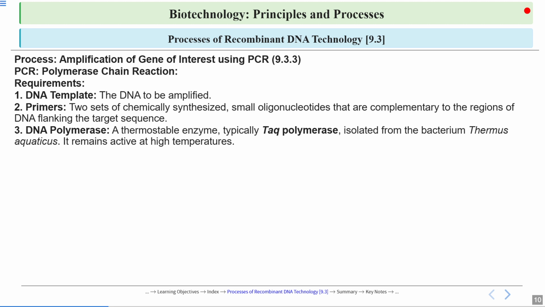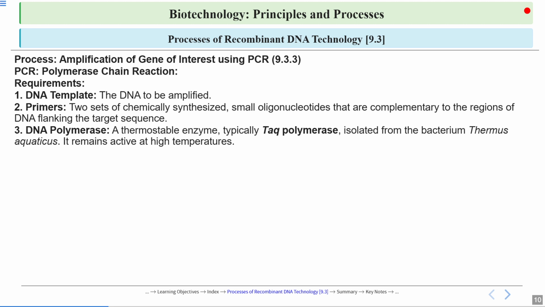Here in this PCR, a specific DNA polymerase is used, which is Taq polymerase, which is isolated from a bacterium called Thermus aquaticus. What is its speciality? That it remains active at high temperature also. And why do we need it to be active at high temperature also?